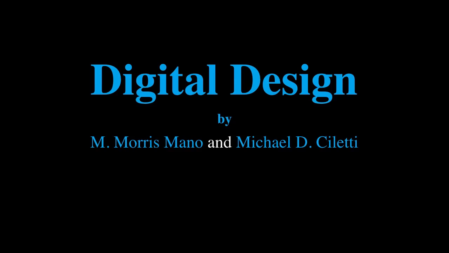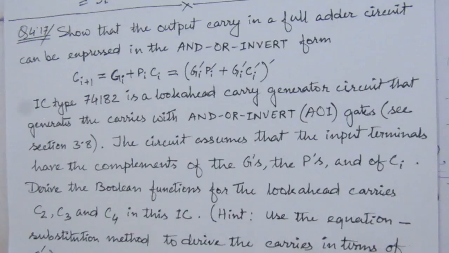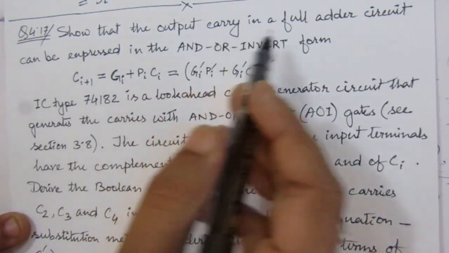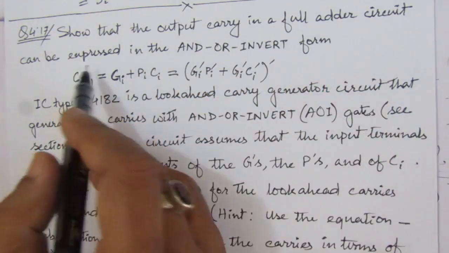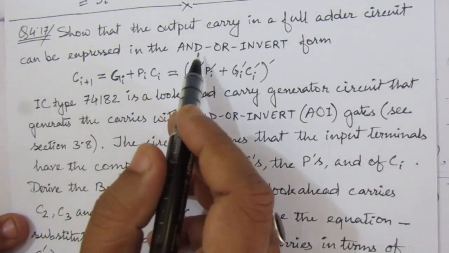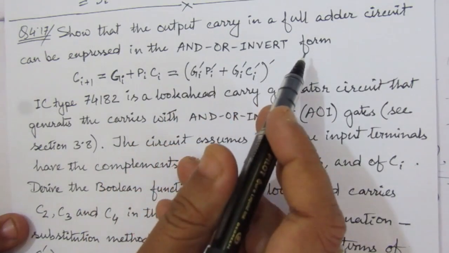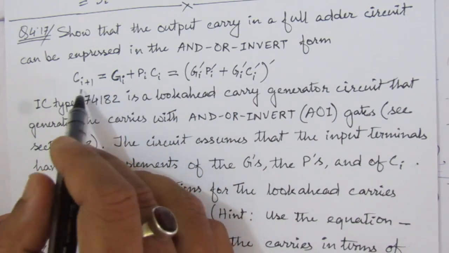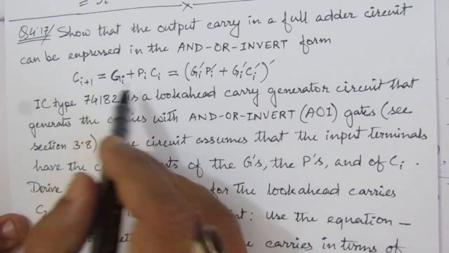I am solving the problems from the book Digital Design by Morris Mano and Michael Ciletti. So in this video, I am solving problem number 4.17 from chapter 4. The problem is to show that the output carry of a full adder circuit can be expressed in AND-OR-INVERT form. So this is the output carry expression, and we have to prove this.